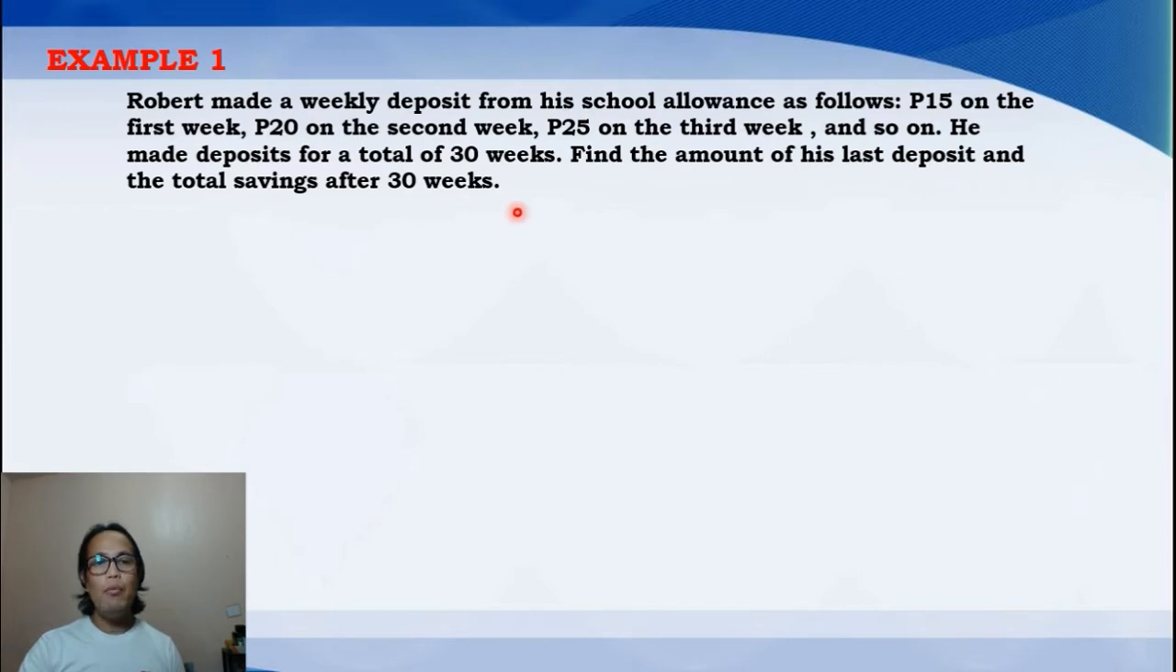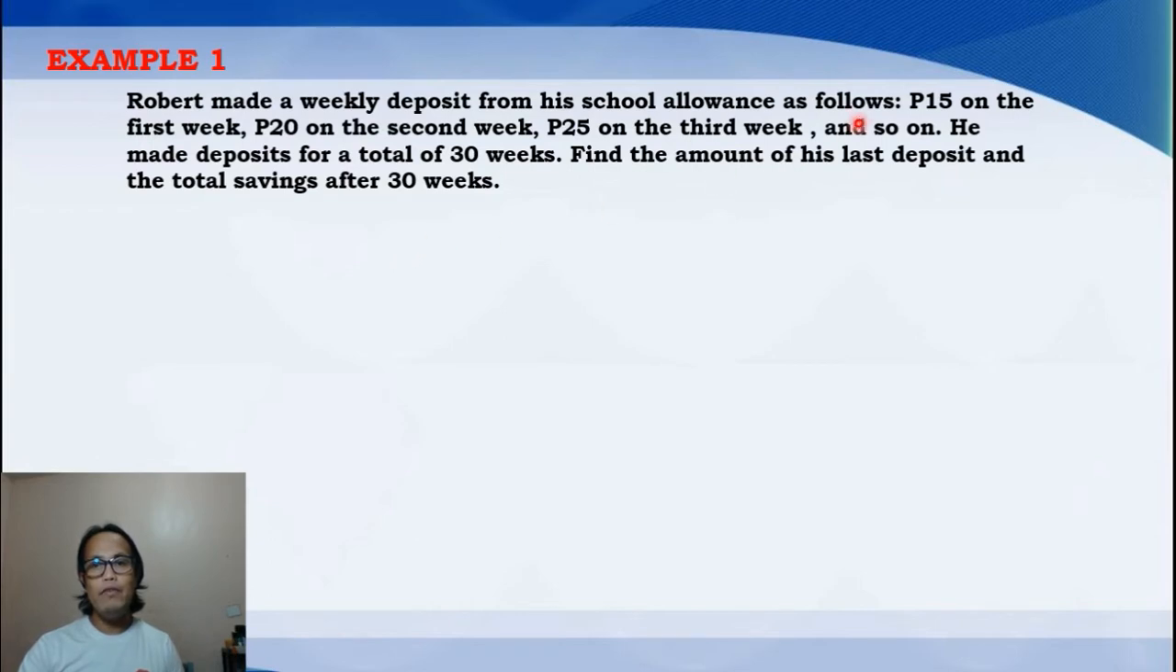So in this problem, we are told to find two unknowns. Number one is the amount he deposited on the 30th week, that is the amount of his last deposit. And of course, the second unknown is the total savings he made from the first week up to the 30th week. So the second unknown is the sum, which involves the concept of arithmetic series.